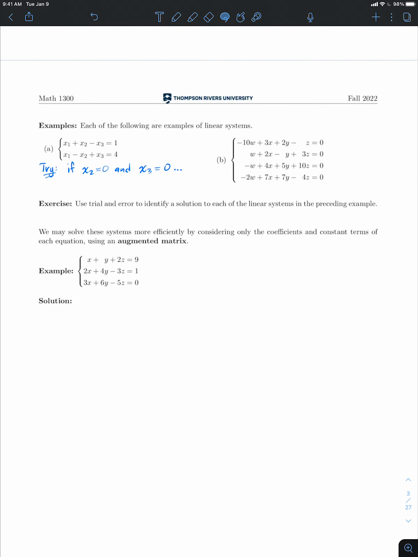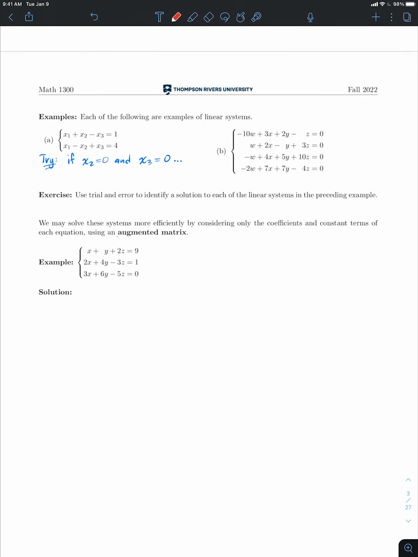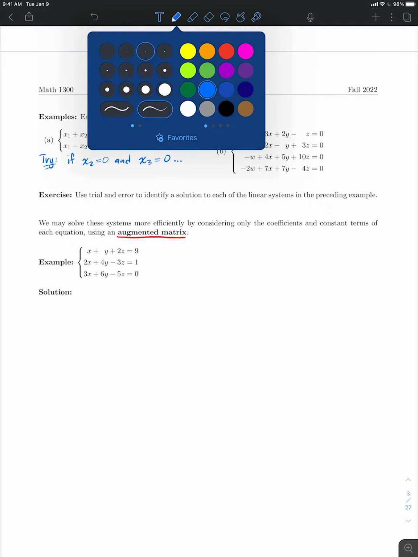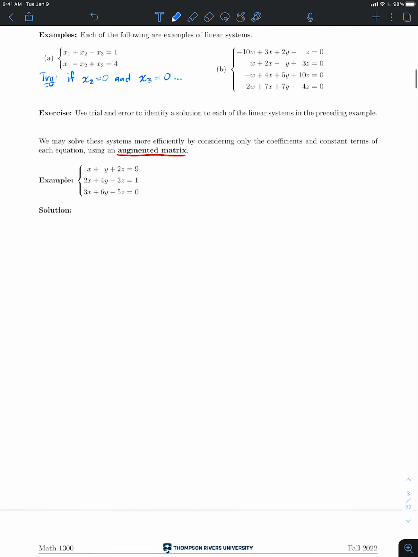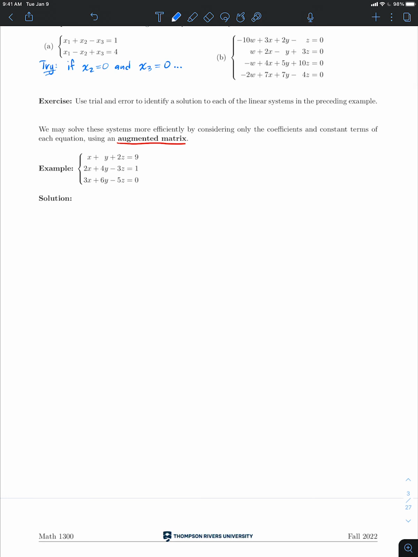So what really matters here is the coefficients of each variable and the constant terms. And that's what the augmented matrix keeps track of. So that's what I'm about to introduce down below. If the meaning of that isn't clear at this point, it will be momentarily. So here's an example. We've got three equations in the variables x, y, and z, and all three of those equations are linear. So an augmented matrix looks like this.